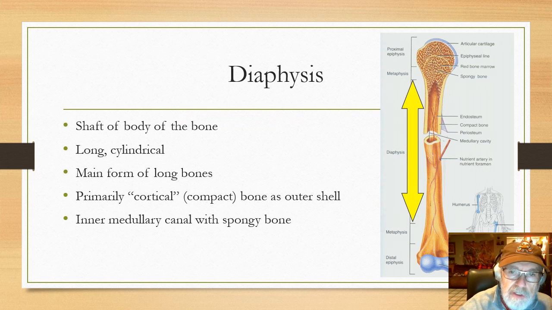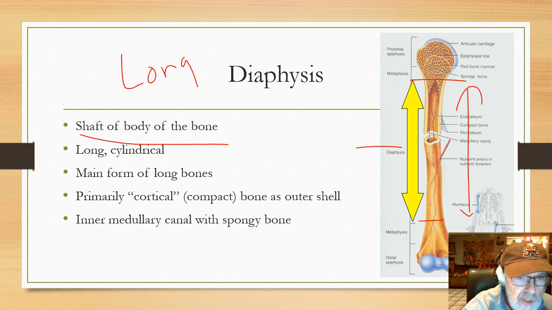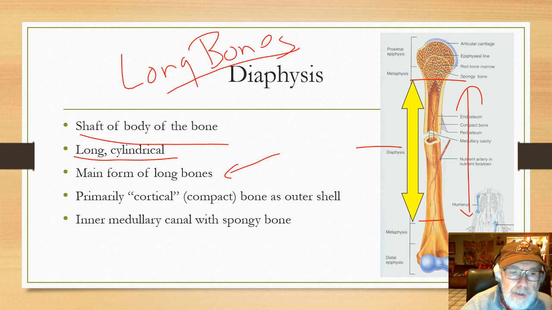And the diaphysis is basically what we call the shaft, or the main portion of the body of the bone. That's where this big yellow arrow points to the diaphysis. So this area from here to here would be all the diaphysis, okay? We see this diaphysis in long bones, the long cylindrical area of a bone. It's the main form of long bones. It's like the tubular area.